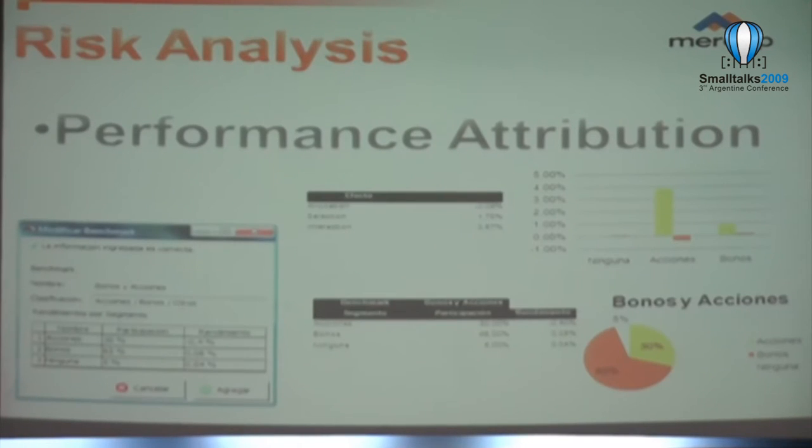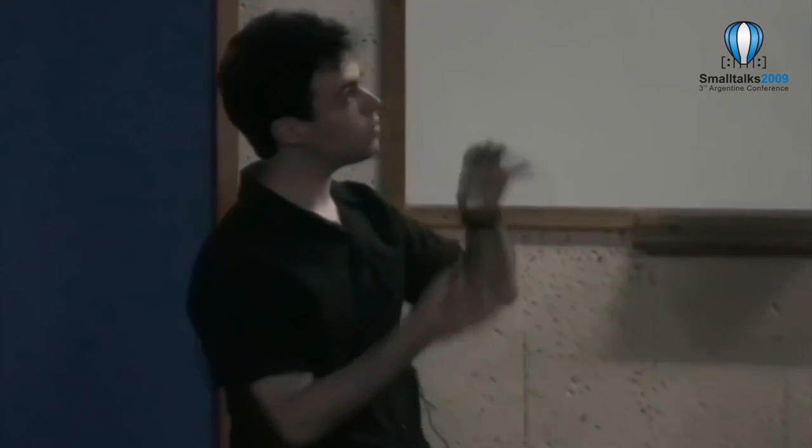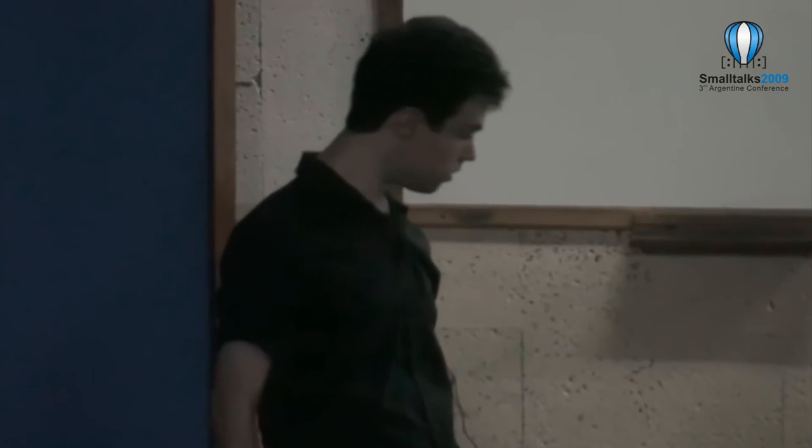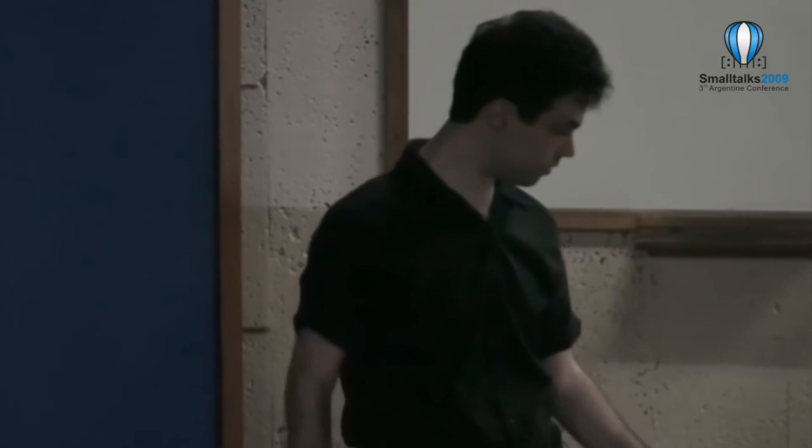What you see here is how we configure a benchmark in the system, and then have some nice graphics that Excel provides when we run the reporting tool and ask to show the difference. And you see there the different effects: allocation, selection, and interaction. That's what this Brinson model separates in the portfolio and the performance.